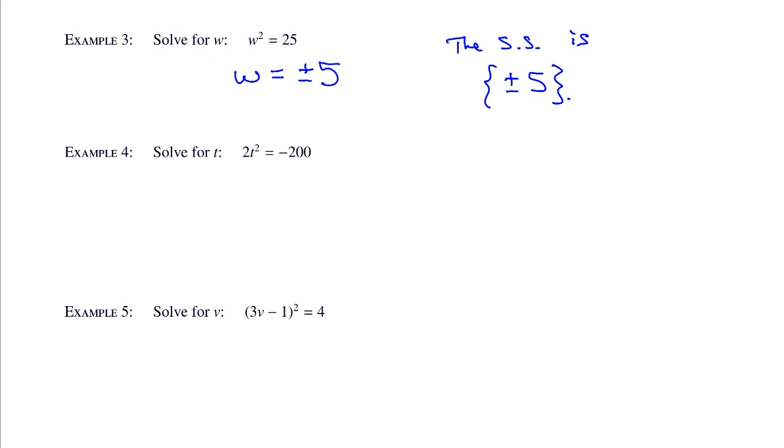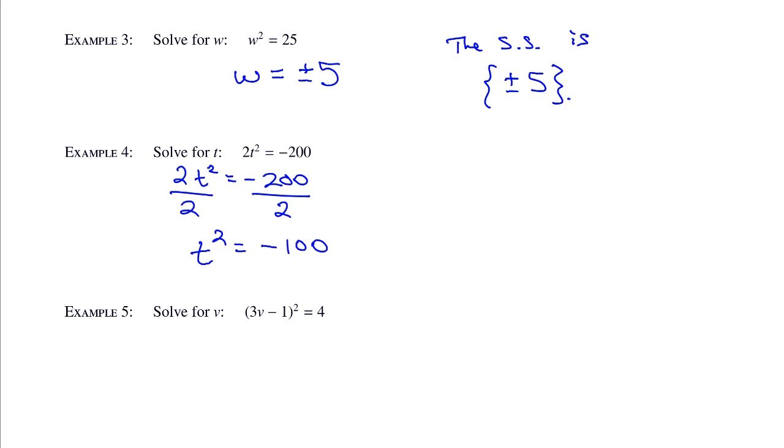Example 4, solve for t. 2t squared is equal to negative 200. First we need to divide both sides by 2. Let me write the equation. Then divide both sides by 2. And we get t squared is equal to negative 100.